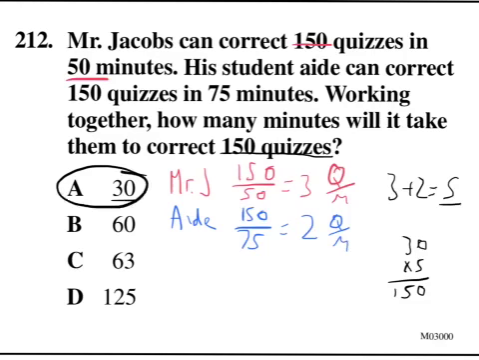In 60 minutes, that is the answer, but what would 60 be? 5 times 60 would be 300. Yeah. They did way too many. So all they would need is 30 minutes working together to do this, if that was correct.